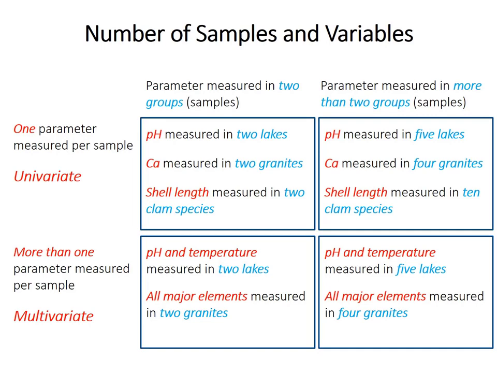Doesn't matter how many there are, as long as there's more than one. And this is called multivariate data, so it means multiple variables, multiple things you've measured. Like before, there are different tests if you want to compare just two samples or more than two samples. So an example might be that you want to compare both pH and temperature in two lakes. Or you want to compare all of the major chemical elements measured in four different samples of granite.